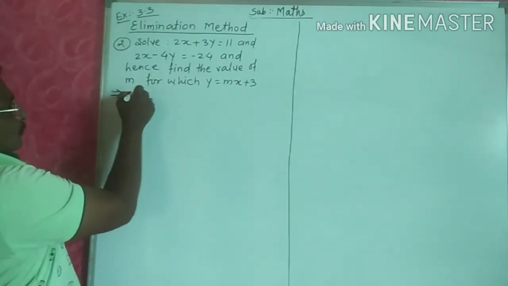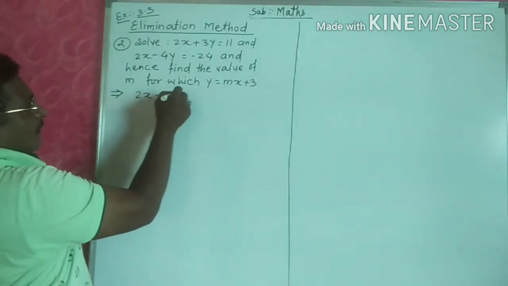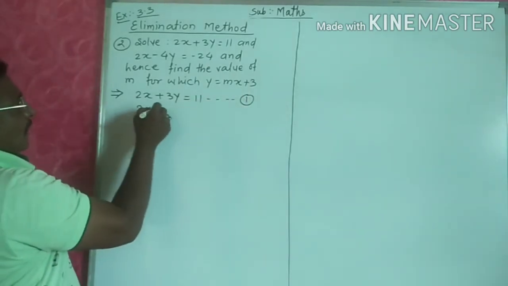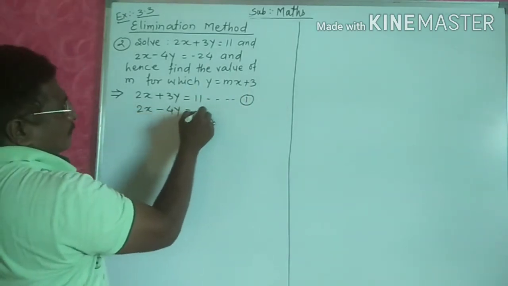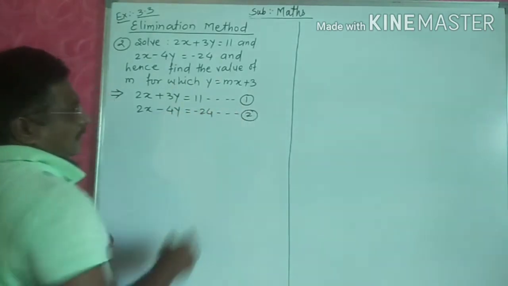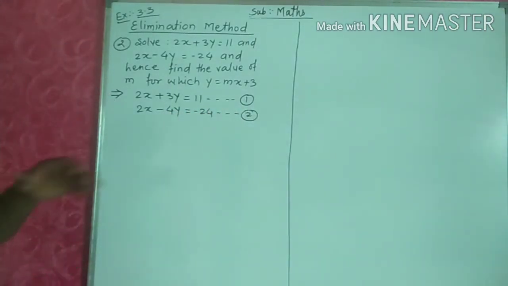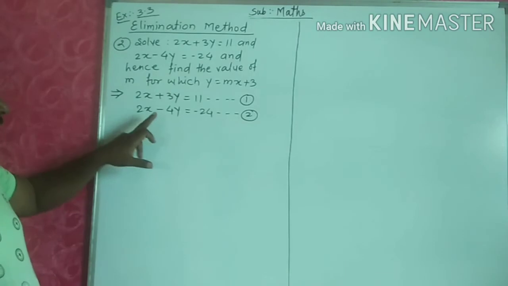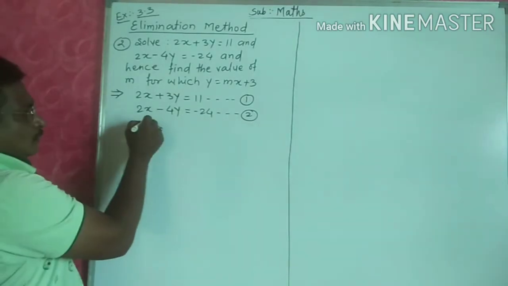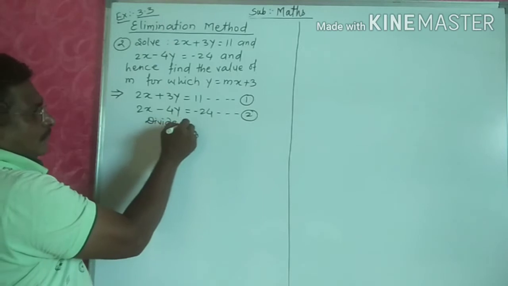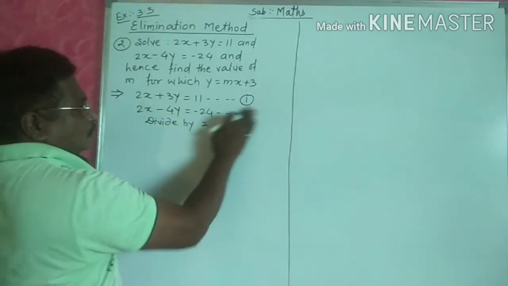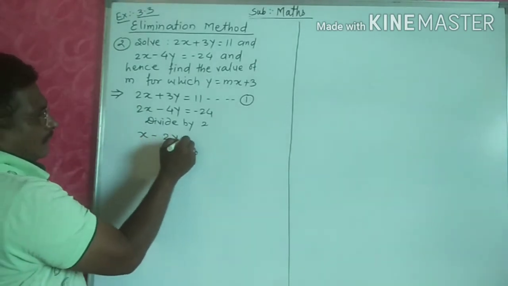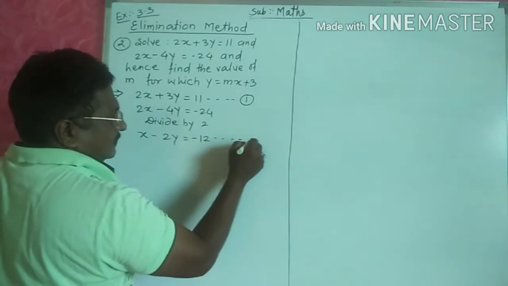So how to find it? 2x plus 3y equals 11 is equation number 1. 2x minus 4y equals minus 24 is equation number 2. Here in the second equation, 2 is common, so we have to eliminate the 2. What do we have to do? Divide by 2. So we get x minus 2y equals minus 12. This is equation number 3.